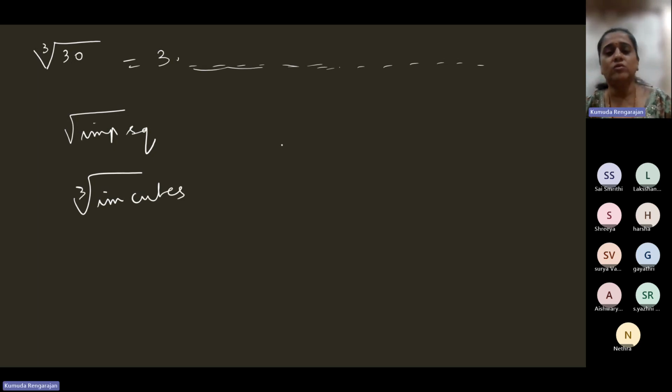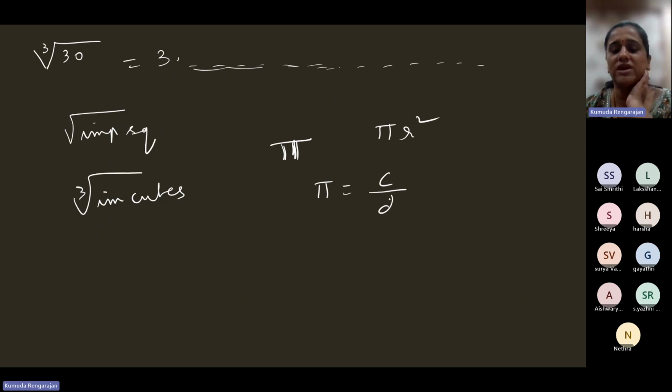and so on. Now this pi, you've come across this, right? Area of a circle is pi r square. Pi is the ratio of the circumference to the diameter of a circle.